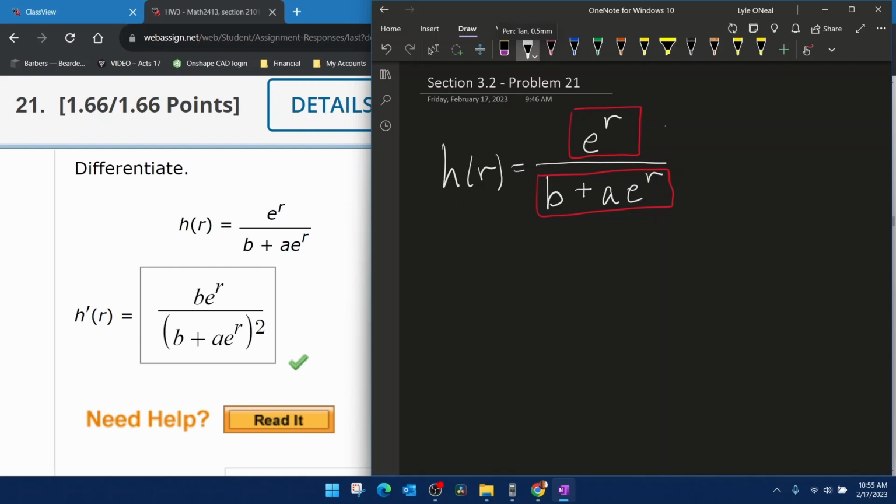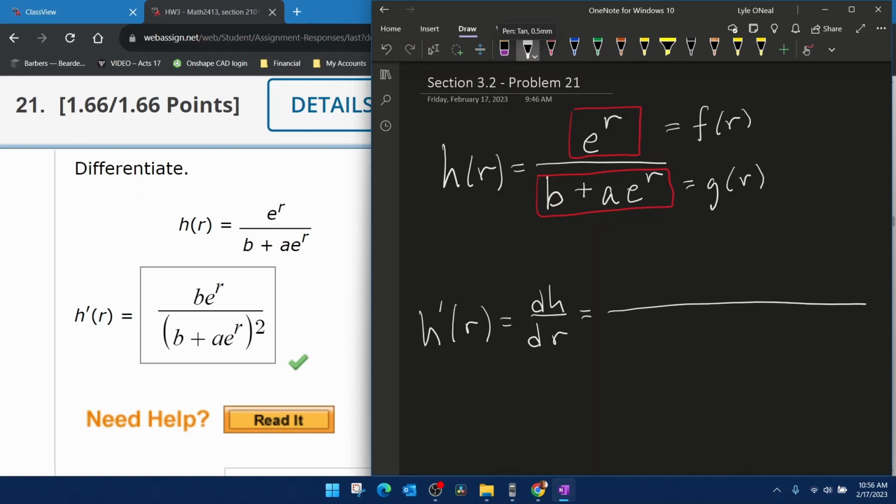And so what I'm going to do is assign the numerator to be f of r and the denominator to be g of r as their own separate functions so that we can hopefully keep the quotient rule straight as we find the derivative. So finding h prime of r, which I would like to note is the same as saying dh dr. In other words, finding the derivative with respect to r.